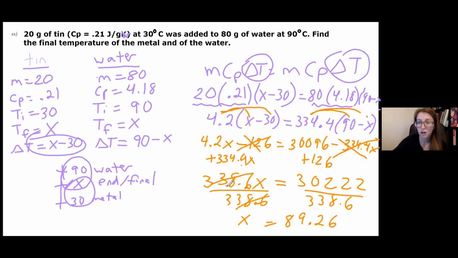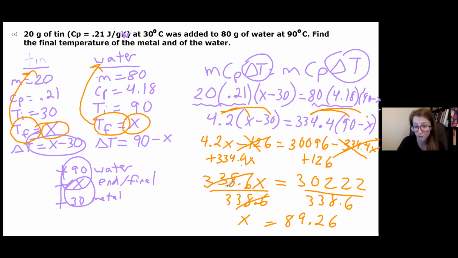Oh my gosh, after all that algebra, that's annoying. What on earth does X stand for? Are we done? Do we have to do anything else? X was my final temperature of the tin. X was also my final temperature of the water. That's why we bother organizing our information.